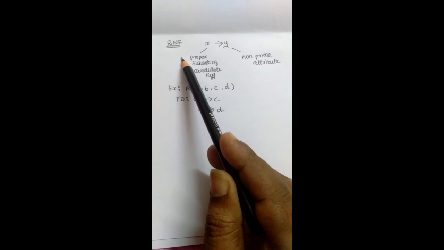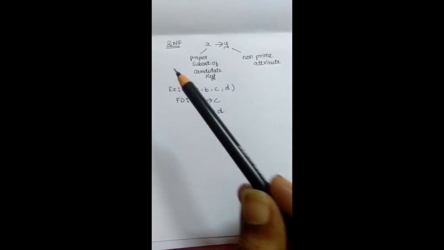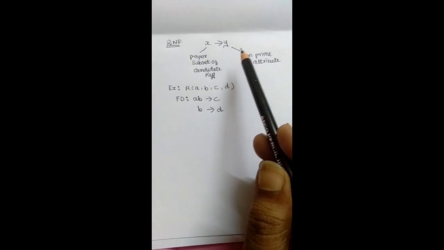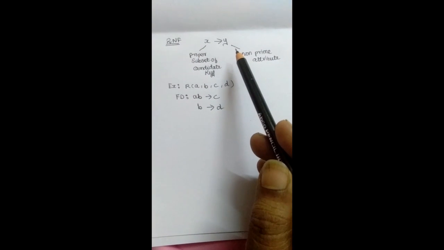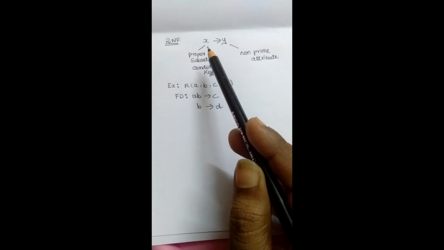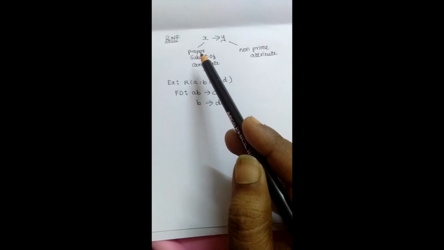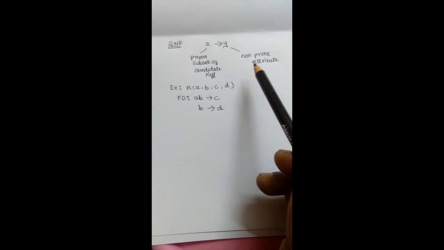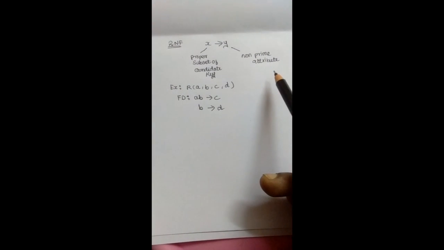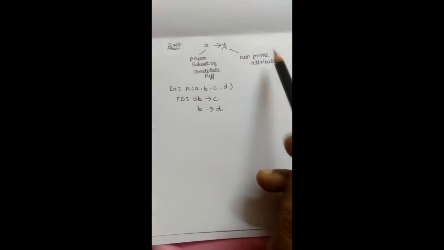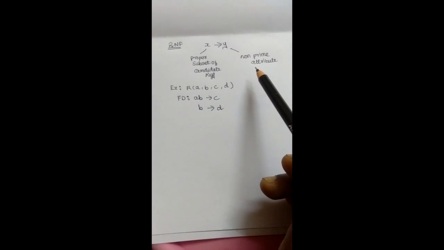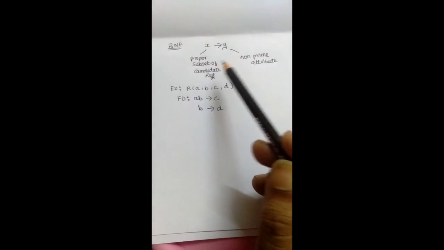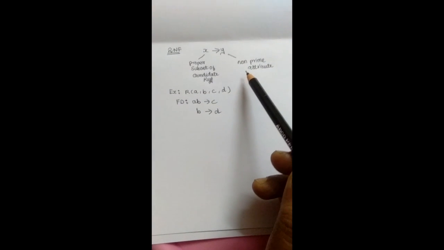Second normal form. If the functional dependency is in second normal form, it should not satisfy the given condition. For example, X tends to Y, where the left hand side part is a proper subset of a candidate key and the right hand side part is a non-prime attribute, means it is not in second normal form. If the functional dependency satisfies this condition, it is not in second normal form.